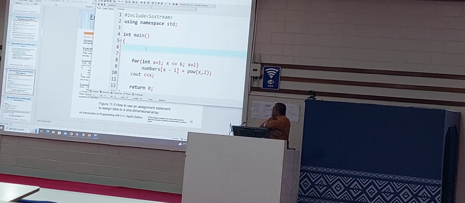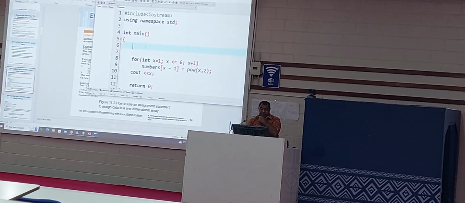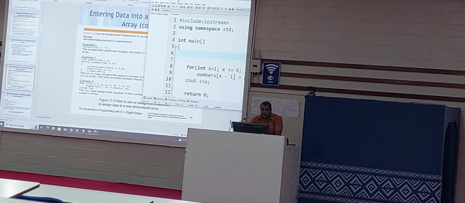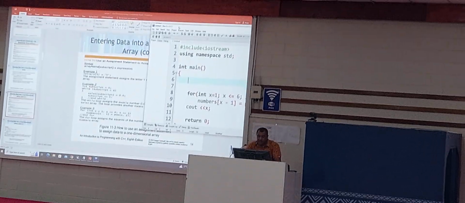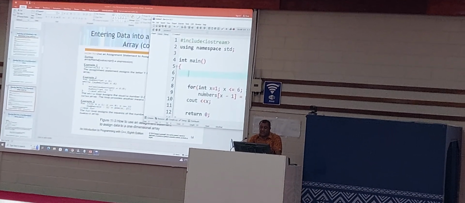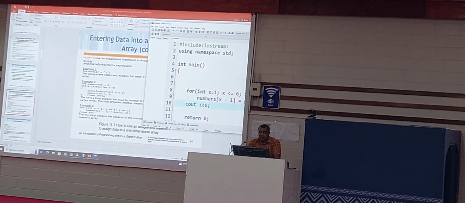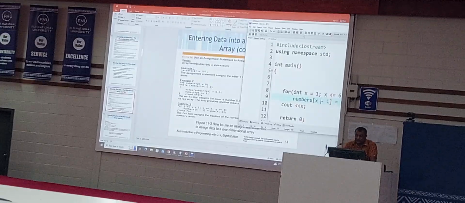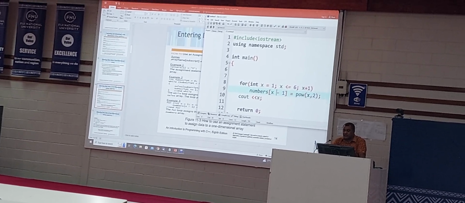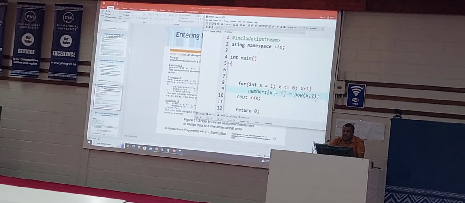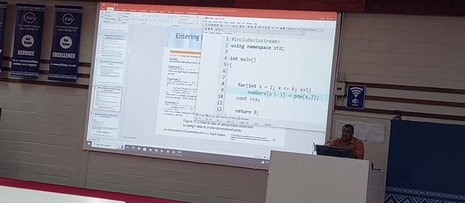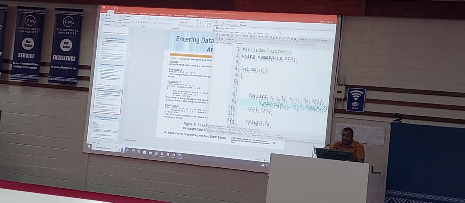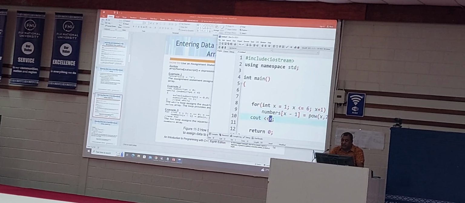Okay, let's look at these loops. This is just a loop that I'm copying from the loops notes. For int x equal to 1, x less than or equal to 6, x plus equals 1, it increments the value of x by 1. Numbers is the array. Numbers at x minus 1 equals the power of x to the power of 2. Then it will continue to do that until x is no longer less than or equal to 6, and that will end or terminate the loop. And then after that, we'll display the value for x.